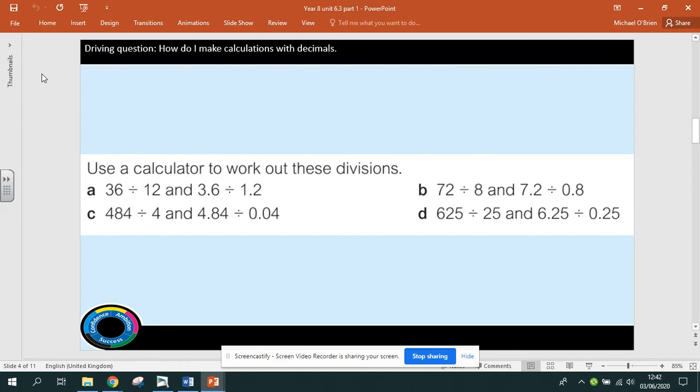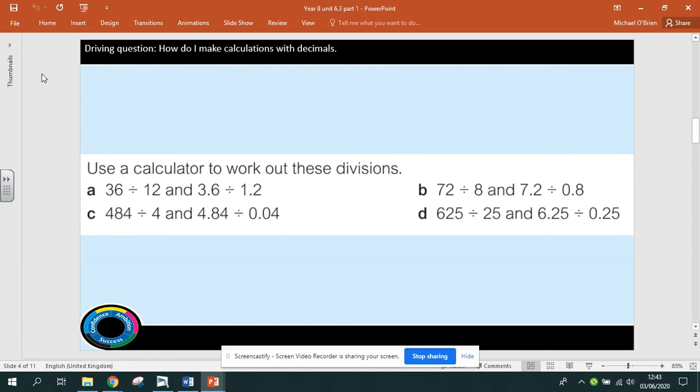Okay, I'm not going to write these down because you should have figured out something about them now as you worked your way through them. So 36 divided by 12 is 3. 3.6 divided by 1.2 is also 3. 72 divided by 8 is 9. 7.2 divided by 0.8 is 9.